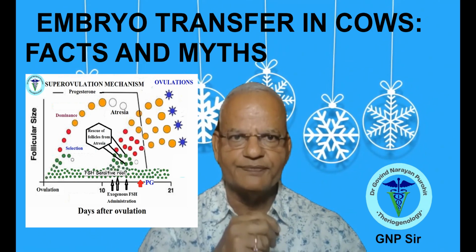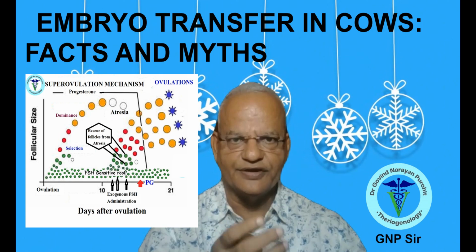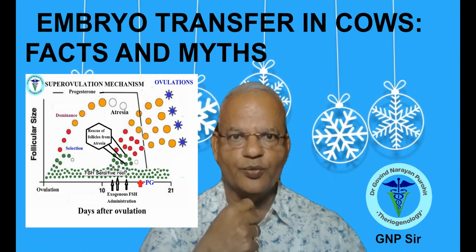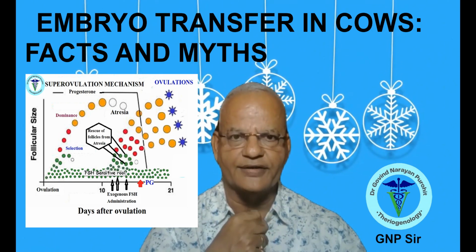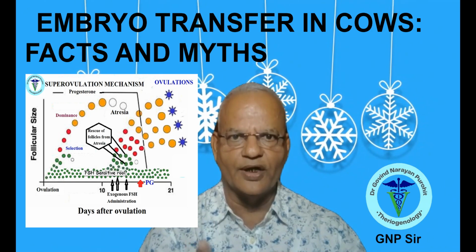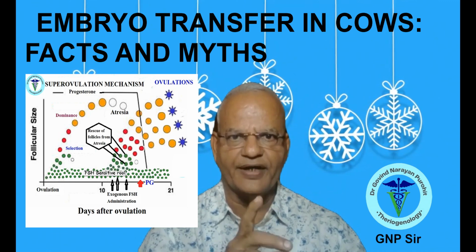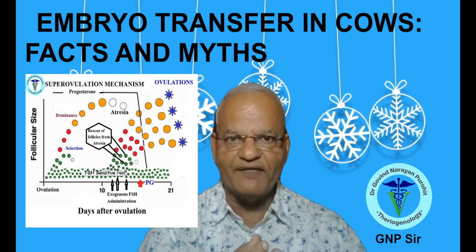and essentially a purified one, because when you use eCG, which is a cheaper source, that leads to a larger number of unovulated follicles and unfertilized ova. So you have to use a purified FSH. Now, how does this purified FSH help?